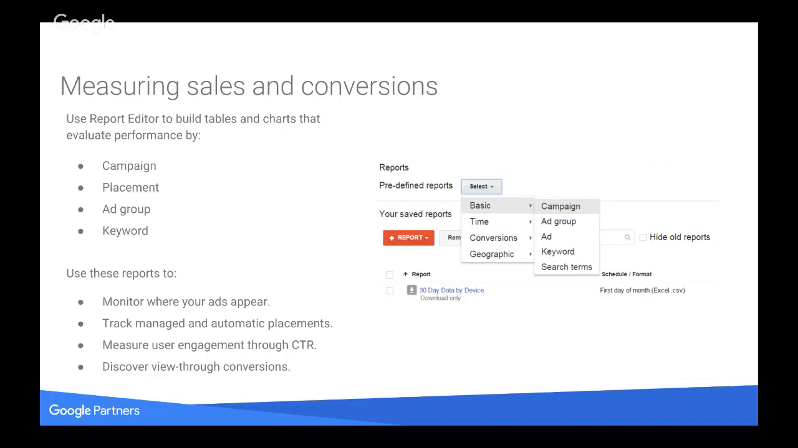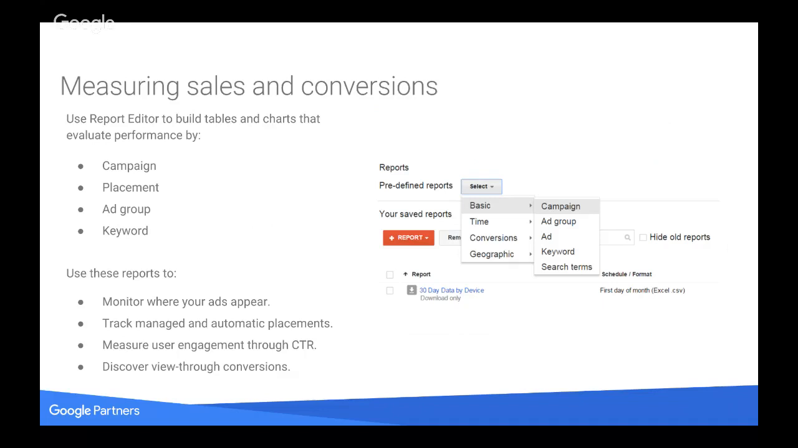Now, say your brand objective is to measure sales and conversions. You can do that using the report editor to build tables and charts. You can evaluate your performance by something as minute as an ad group or a keyword, or something as broad as a campaign. And you can use these reports, such as the placements report, to monitor where your ads have appeared. You can track your managed and automatic placements, add and exclude what you like, what you don't like.